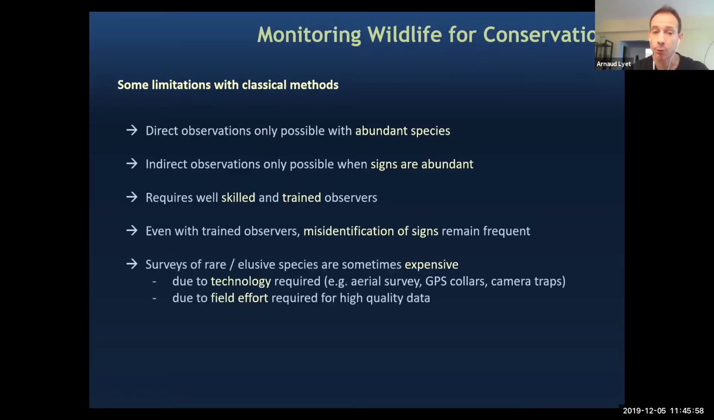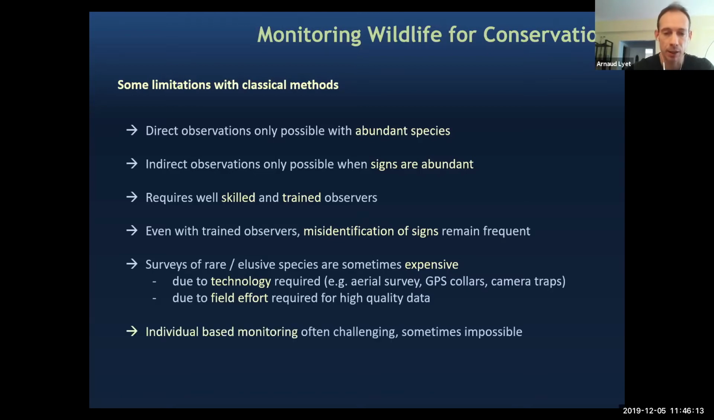Surveys of rare and elusive species are also sometimes expensive, due to the technology required or the field effort needed to collect a good amount of data of good quality to make good estimates. Also, individual-based monitoring is often challenging and sometimes impossible when you cannot identify the animal through natural markings or a tag.